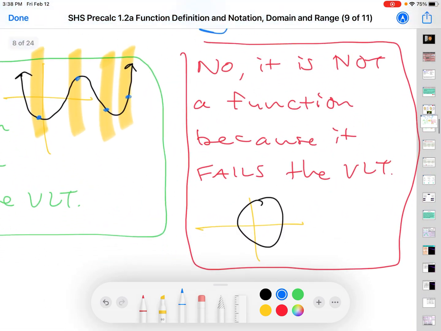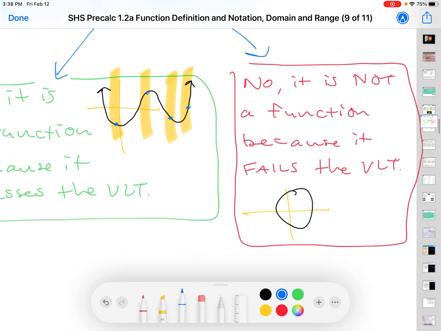But what happens if it fails? So let's do the same thing over here. Now on the edge here, it might go through 1, so it passes here, but right here with the red dots, red for no, it fails the vertical line test. Why does it fail? Because basically it's not 1-to-1. You're going to have the same x value, but different y values. No, it is not a function because it fails the vertical line test.